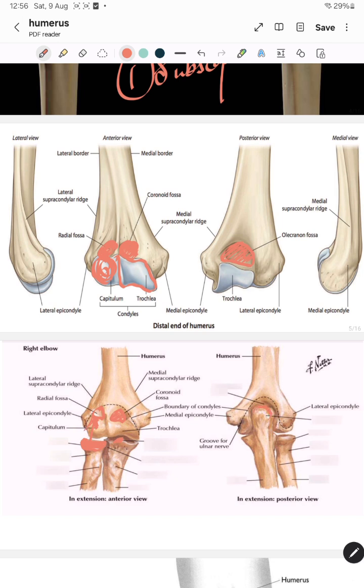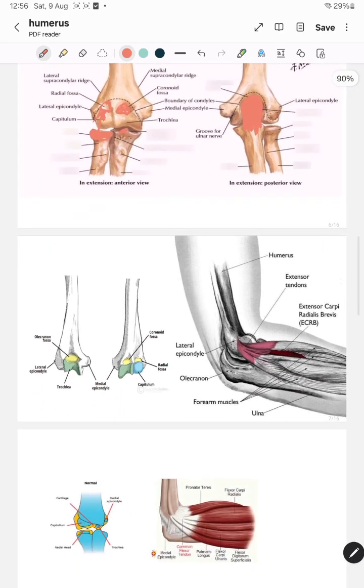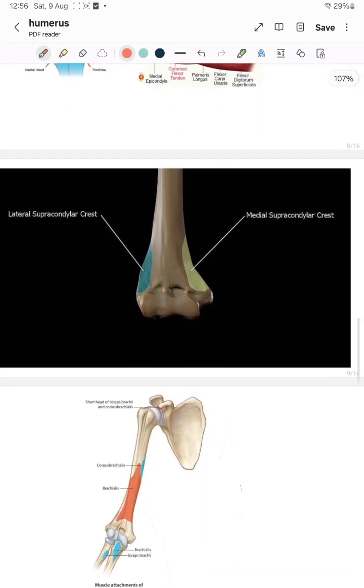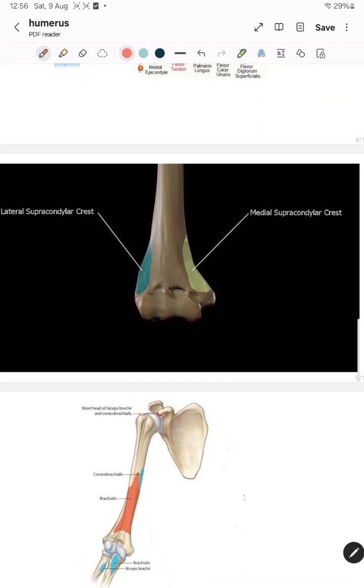This is the olecranon process we are seeing from the posterior aspect. This is the olecranon fossa. This is the olecranon process. It will fit into the olecranon fossa of the humerus. The olecranon process of the ulna fits into the olecranon fossa of the humerus. Then we can see the supracondylar crest and the lateral supracondylar crest or ridge.